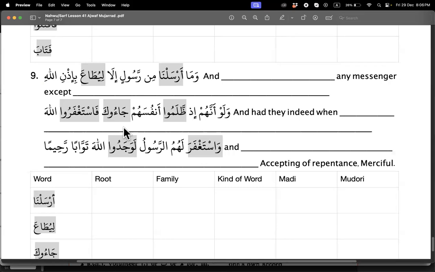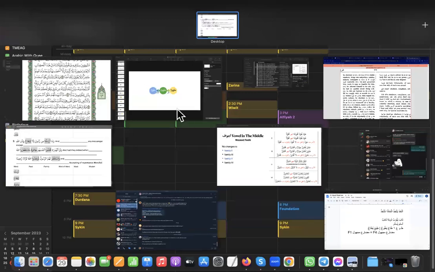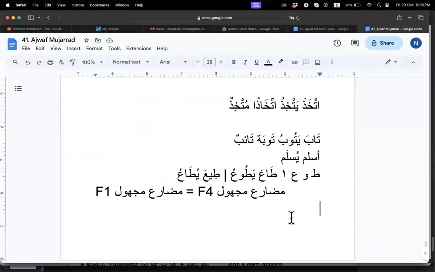Ja'uka is fi'il madi, hum, madi. Very good. What are the root letters? The root letters are jim, alif, hamzah. Alif cannot be a root letter, so I can say jim, waw, hamzah, waw or ya. So ja'a, this word is actually jim, ya, hamzah. If you check the dictionary, this is family.